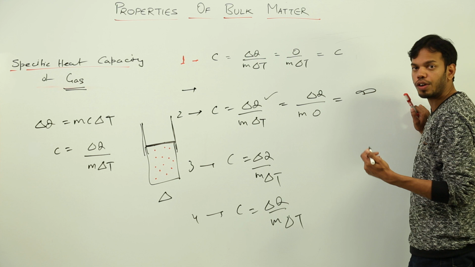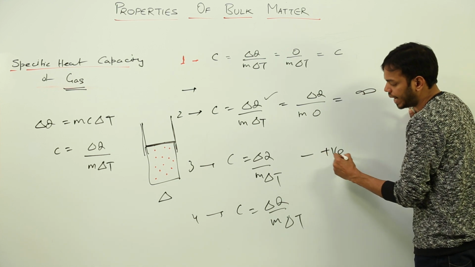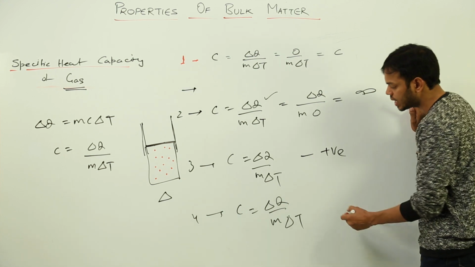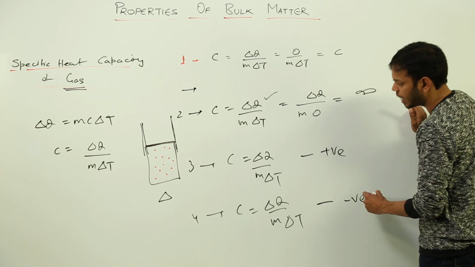So in simple words, rate of expansion could be slow, so this C will have a positive value, and vice versa, when rate of expansion or compression is fast, this C is going to have a negative value, right?